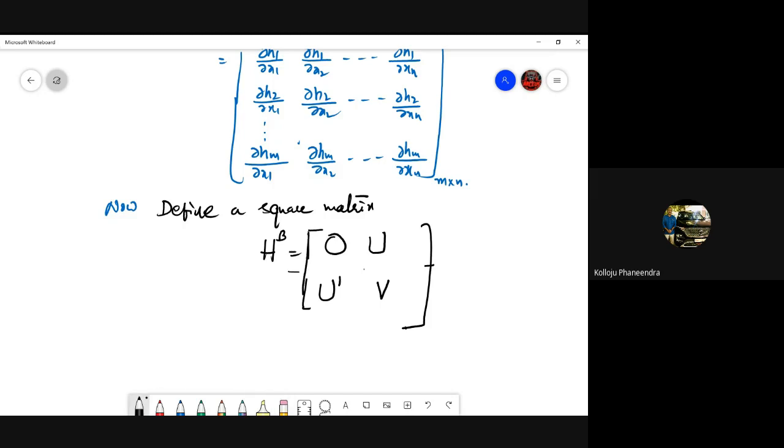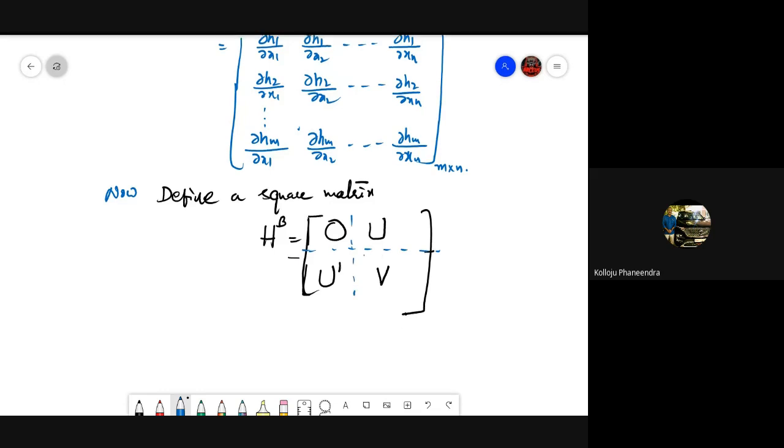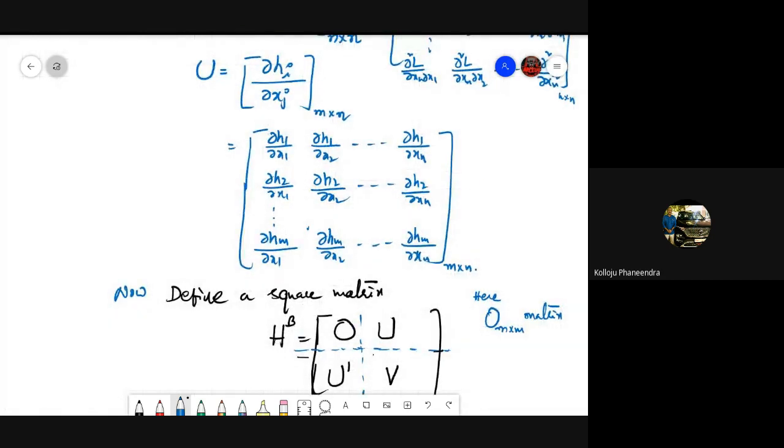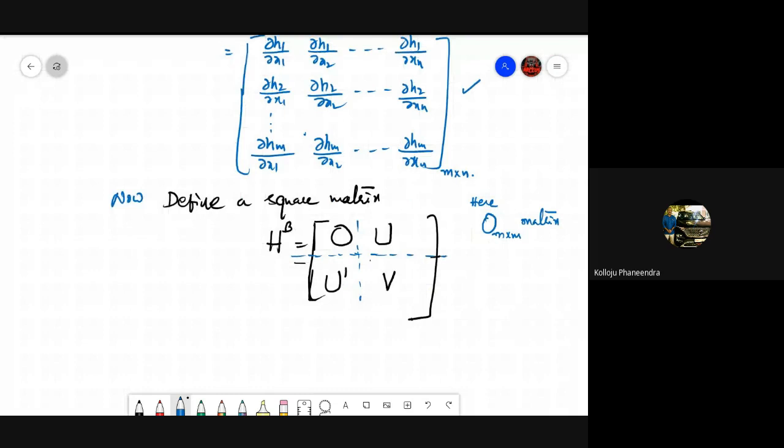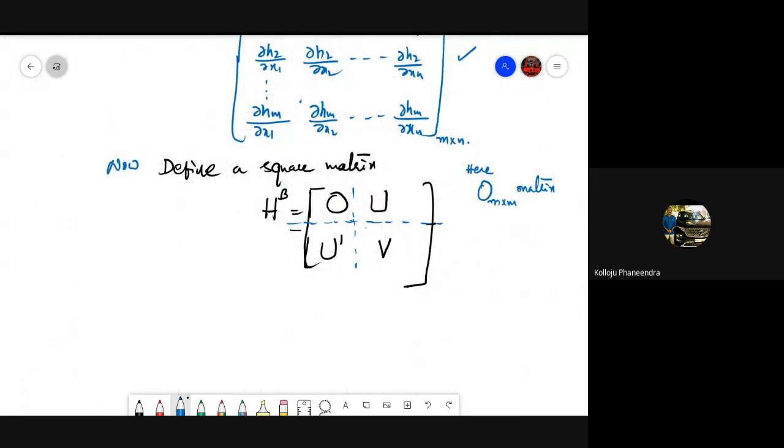Now we have to construct a bordered Hessian matrix, where the splitting is like this. The 0 is an m by m null matrix. U stands for the first order partial derivative matrix of the constraints. V stands for the second order partial derivatives of Lagrange's function.